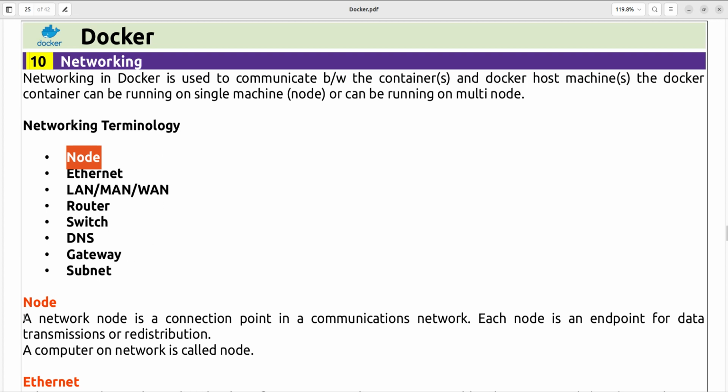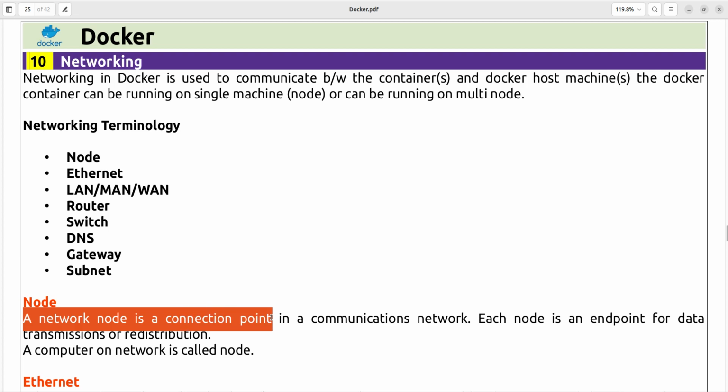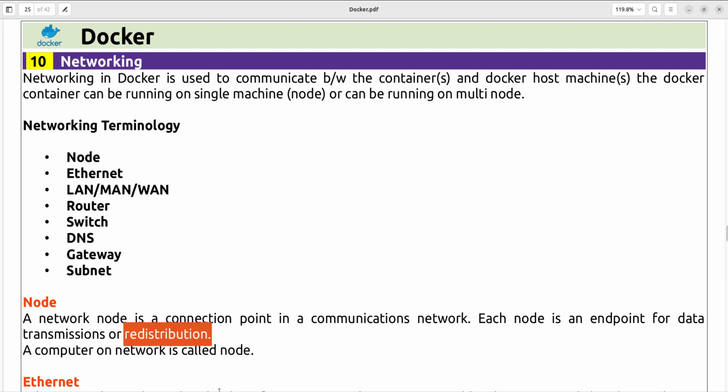In networking terms, we can say that a network node is a connection point, a connection or communication point in the network. Each node is an endpoint for data transmission and redistribution. A computer on a network is called a node. It is one endpoint from where the data travels from one point to another point. Since the data is traveling, both are communication endpoints.